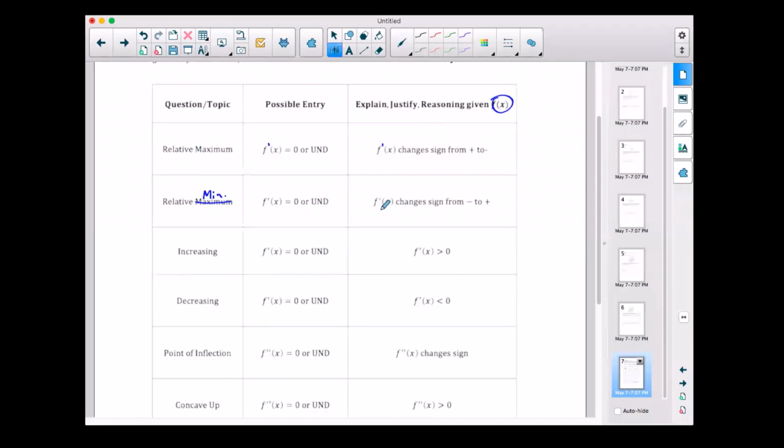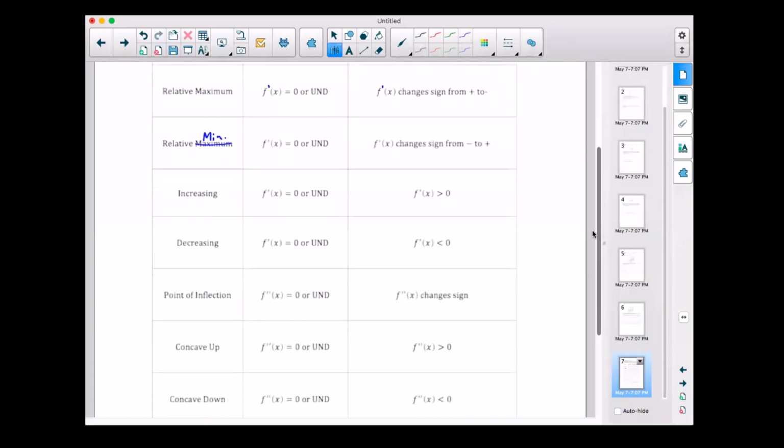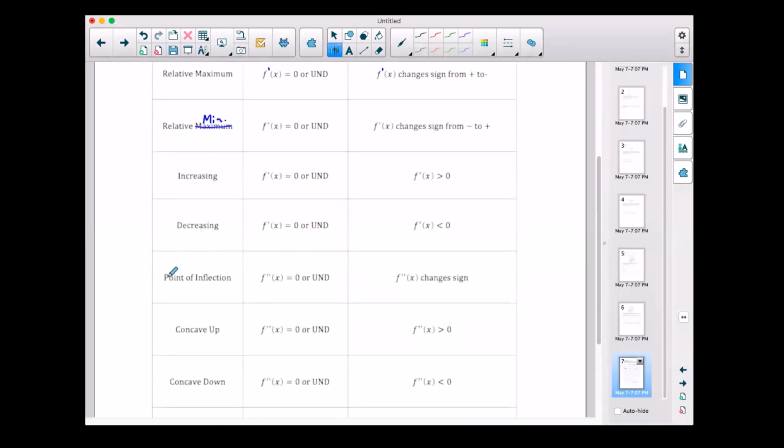Relative minimum was very similar, except the explanation or the reason is going to be because f prime changes sign from negative to positive. And so we're going to be using these entry points and these reasons throughout the session tonight, right? Points of inflection, these are based off of the second derivative, right?